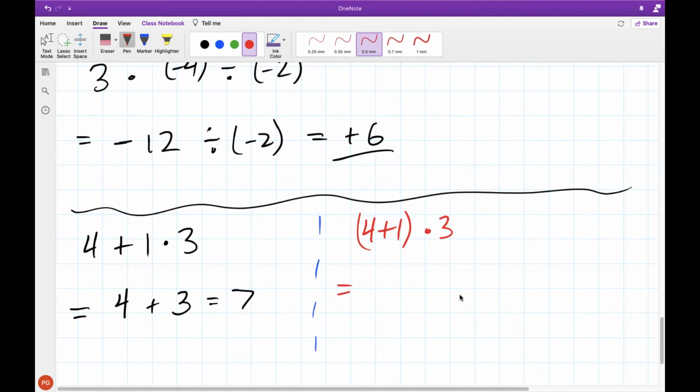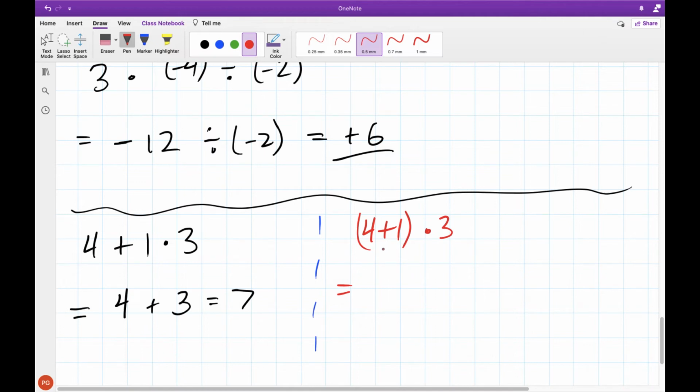Now I want to show you a different example where this time we're going to put brackets around the 4 plus 1, which is going to cause us to add this first. So you'll notice that when we add these first, instead of multiplying these first, we're going to get a different answer, which is some evidence that BEDMAS, the order of operations, is important. It's important that you divide, multiply, add, and subtract in the right order.